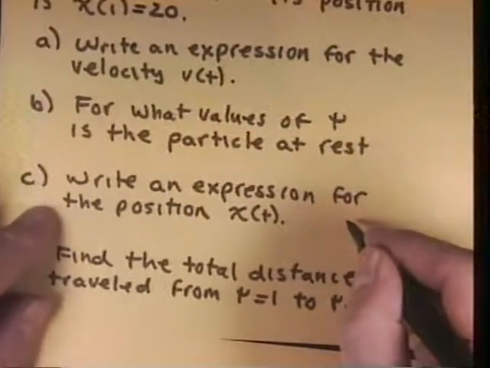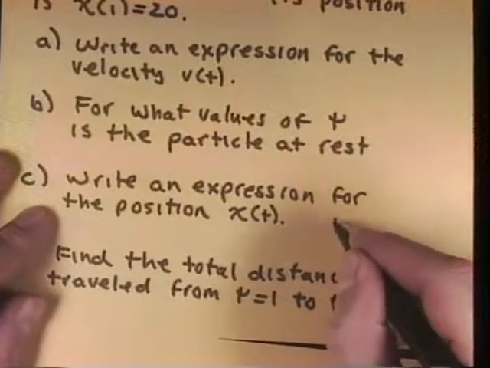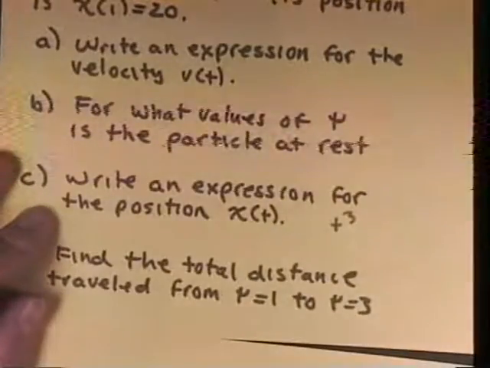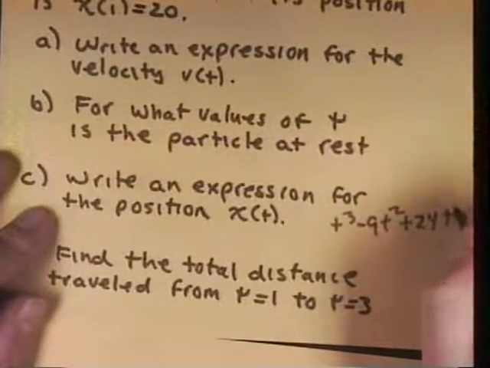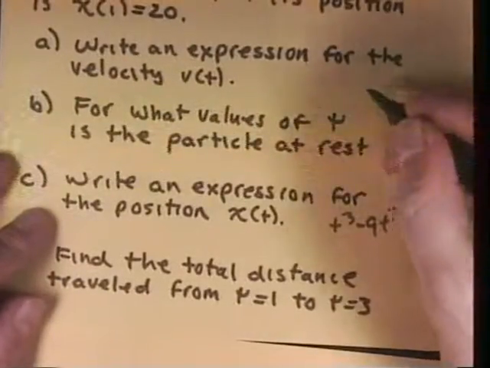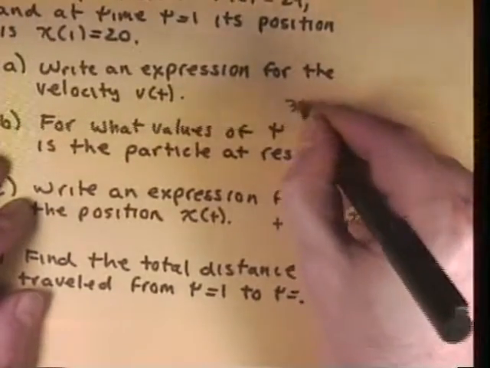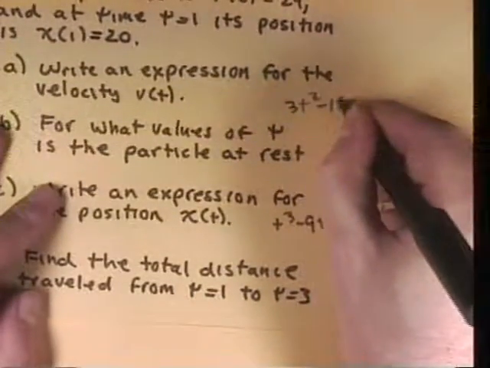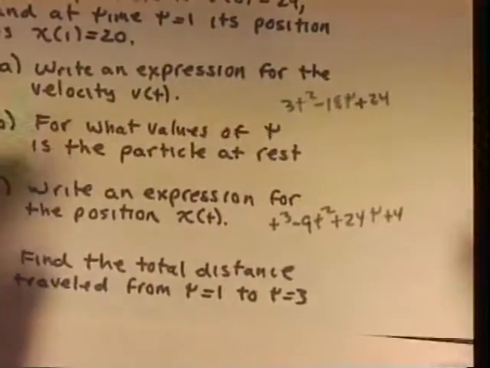We found out that the position in part C was t cubed minus 9t squared plus 24t plus 4, and the velocity was equal to 3t squared minus 18t plus 24. So Booker, you start out.